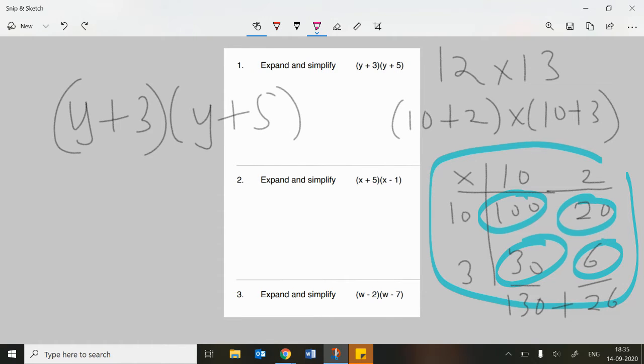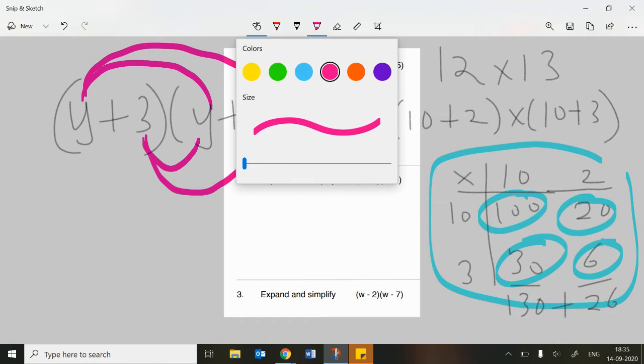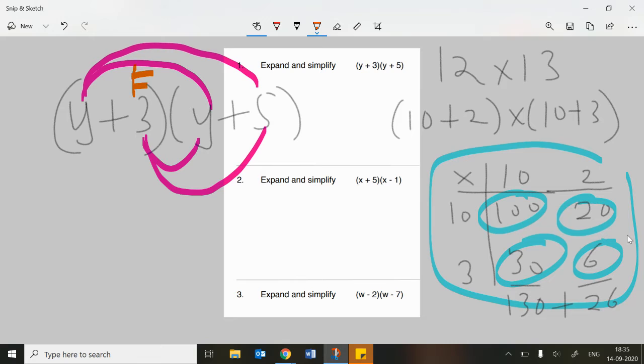So the way I often do this one is first times by the first, then the outers times by the outers, the insides times by the insides, and then the lasts of the two brackets, so the last times by the last. Now the way in which that's often described in maths is the firsts, the outers, the inners, and the lasts. So that would spell FOIL, F-O-I-L.